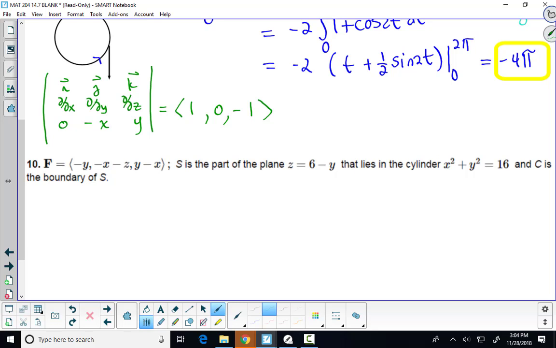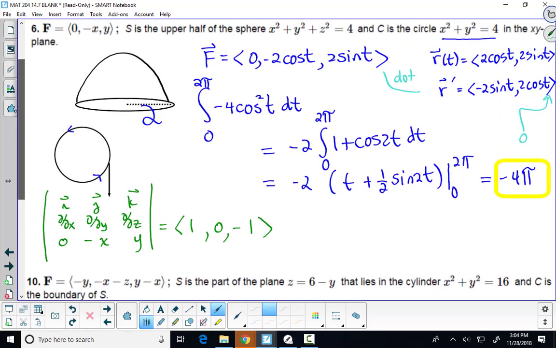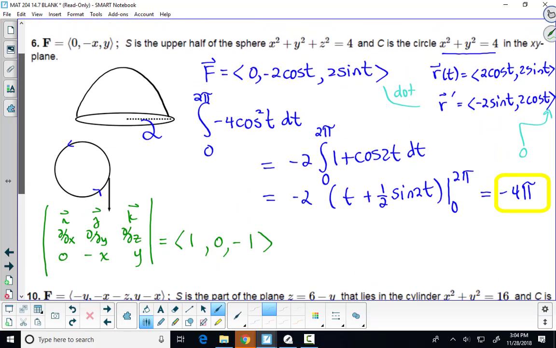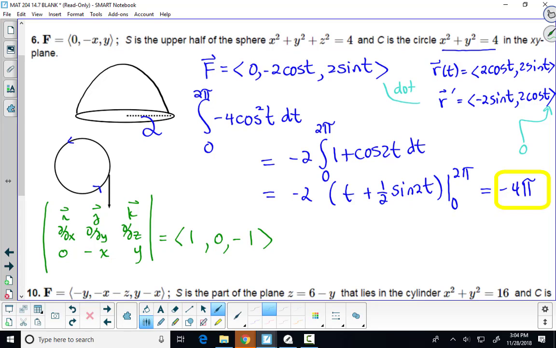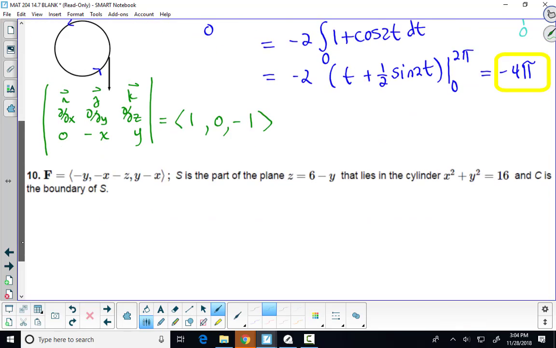That is the curl. Now we have to parameterize our surface, which is a sphere, which we've already parameterized earlier today. So we've got to use the whole spherical coordinate thing.